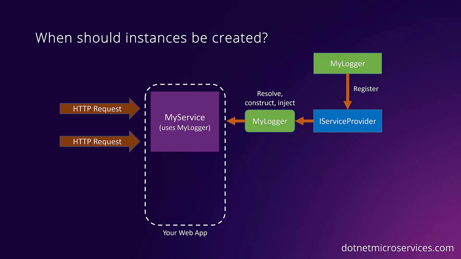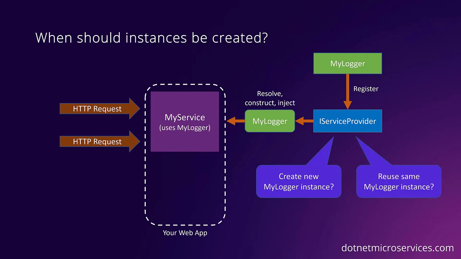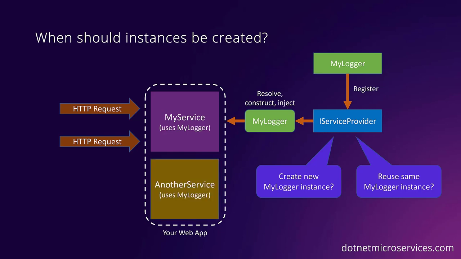Should IServiceProvider create a brand new MyLogger instance for the new request, or should it reuse the same instance? What if another service that also has a dependency on MyLogger needs to be created in response to a new request? Same MyLogger instance or new MyLogger instance? The answer to this lies in the service lifetime, which you configure when you register MyLogger with IServiceProvider. There are three available service lifetimes, so let's take a look at each of them.